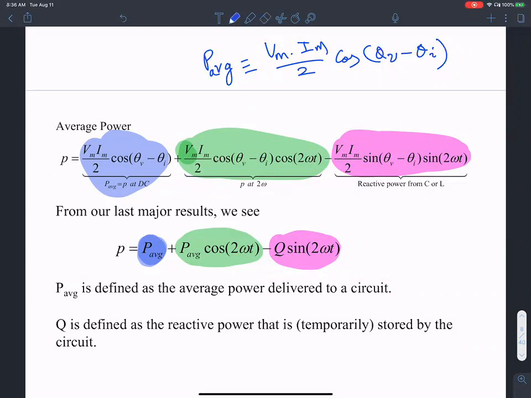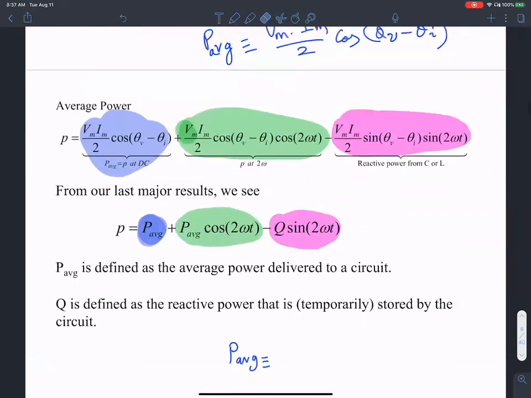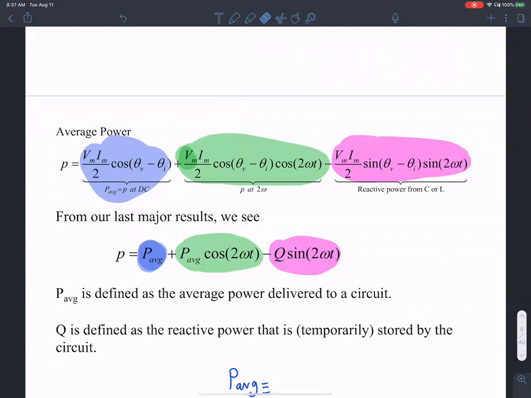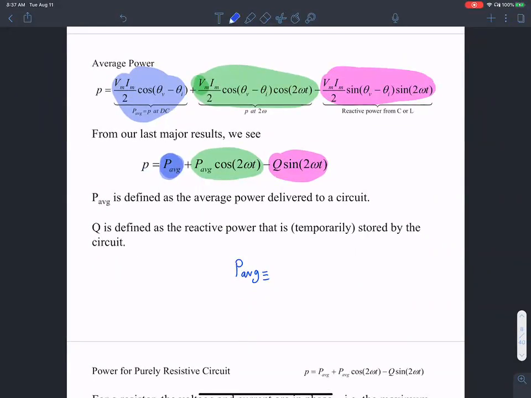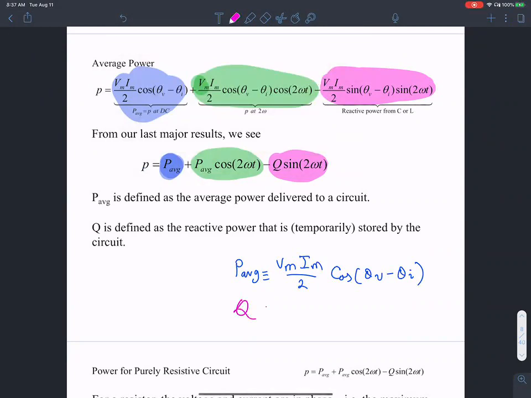And this guy, so there are some definitions here. P average is defined to be this guy, all of that. I'm going to rewrite it in a better notation here: Vm, Im over 2 cosine theta V minus theta I. Similarly, this guy, Q, the reactive power, is defined as Vm, Im over 2 sine theta V minus theta I. That theta V minus theta I is the difference in angles between the phase of the voltage and the phase of the current.